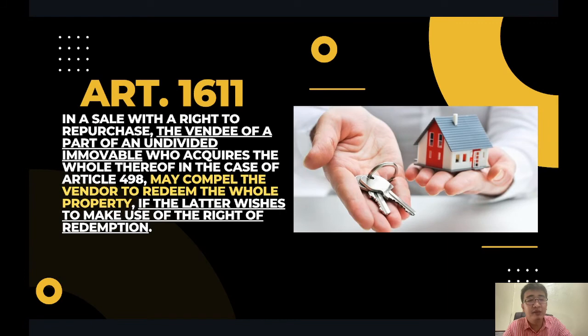Article 1611, in a sale with the right to repurchase, the vendee of a part of an undivided immovable, so the buyer of a part of an undivided immovable who acquires the whole thereof may compel the vendor to redeem the whole property if the latter wishes to make use of the right of redemption. Meaning that if it's a sale, pacto de retro, and the vendee acquired the part of that undivided immovable, let's say for example, a piece of land, na-acquire niya yung, let's say for example, 100% yung buong lupa, na-acquire niya yung 50%, he may compel the vendor to redeem the whole property if the vendor wishes to make use of the right of redemption.